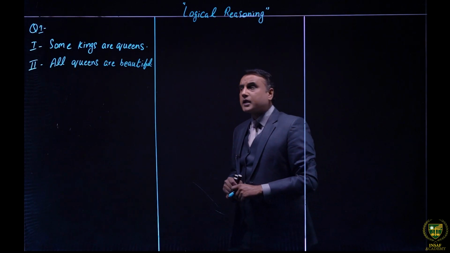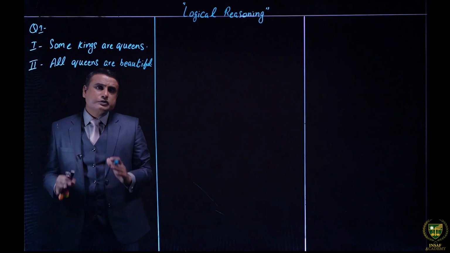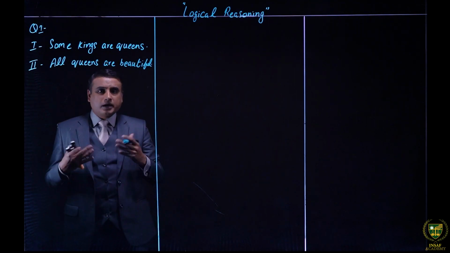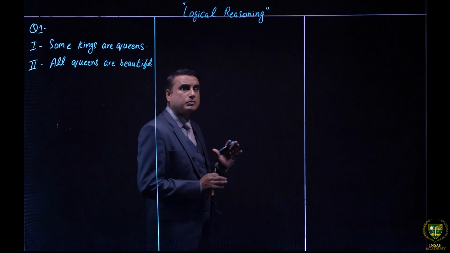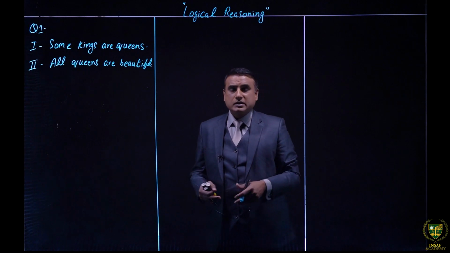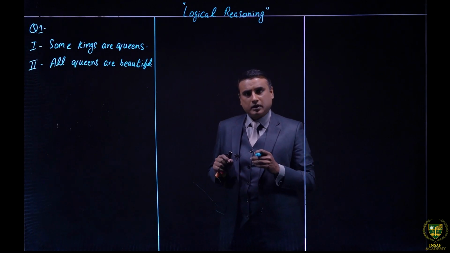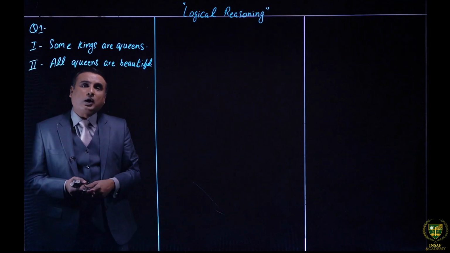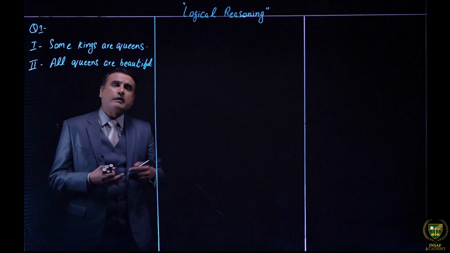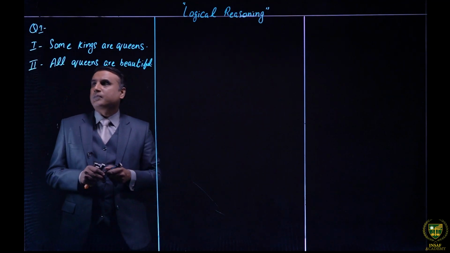Now, before moving on, let me tell you one thing that was discussed in the last lecture, but I'm repeating it to re-emphasize: you will have to believe what is written in the premise. That is the most important thing. It may seem illogical to you, but you will have to believe what is written in the premise. Here it may seem to you, how can kings be queens, but you will have to believe it because it is already stated as a fact.